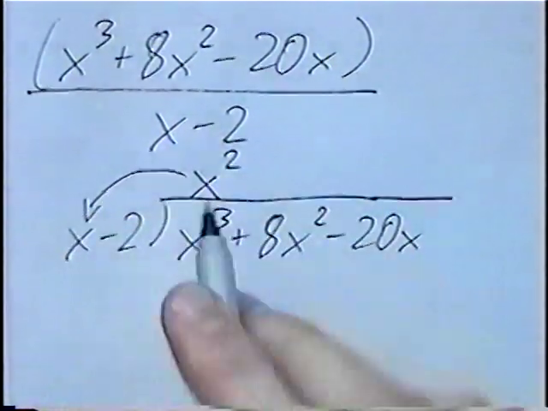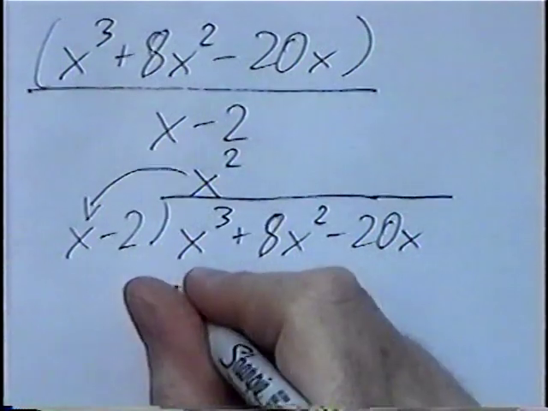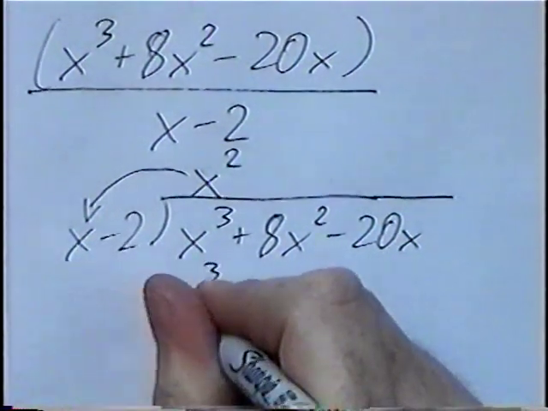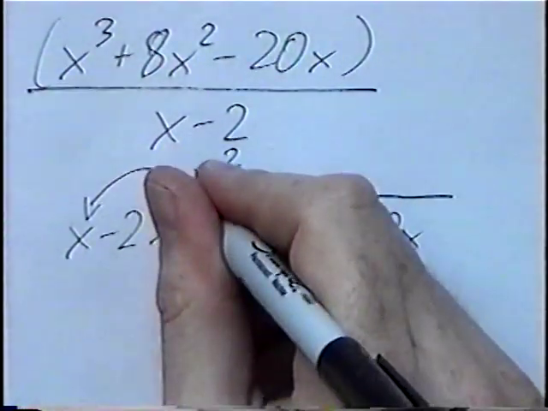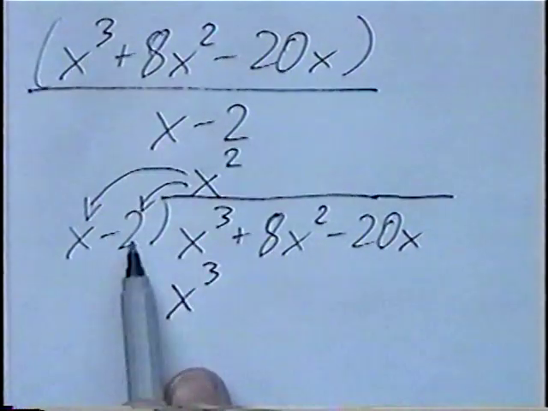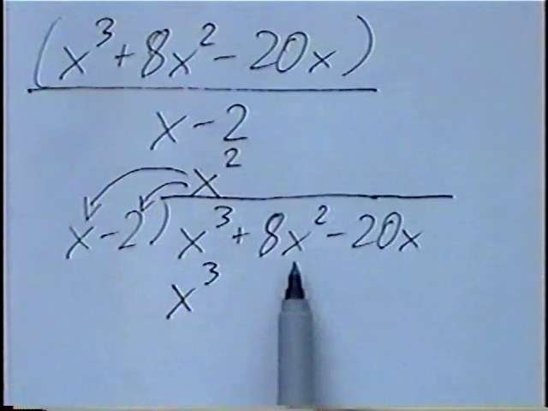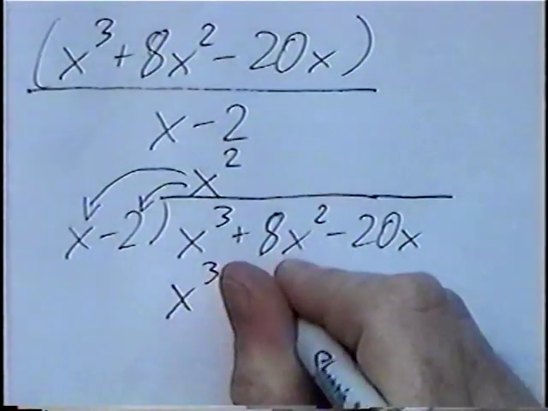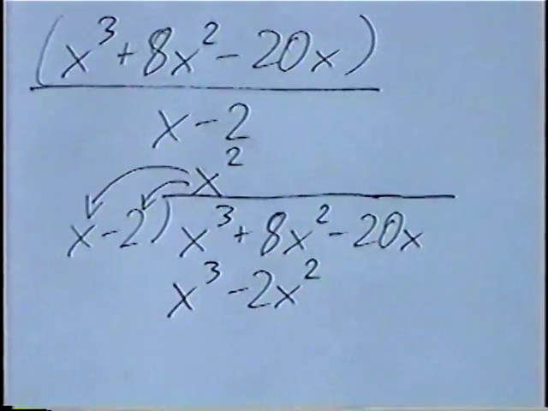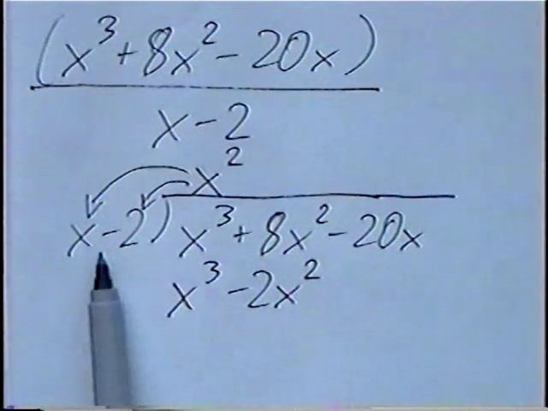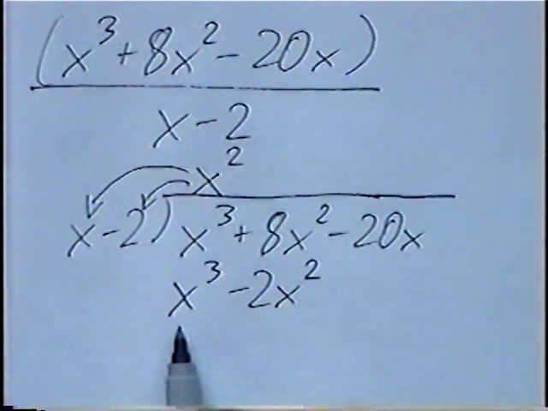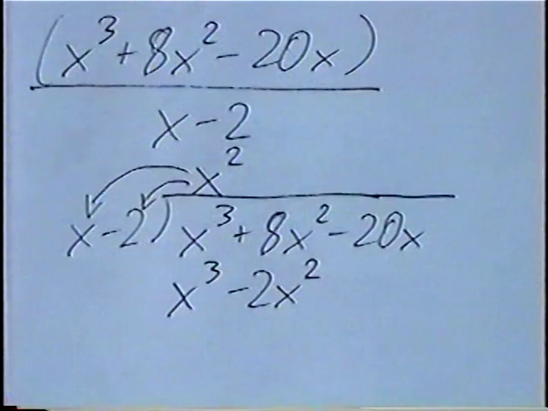So when we multiply x squared times x, we'll put x cubed underneath the x cubed, but we'll also distribute. X squared times a negative 2 would be negative 2x squared, and we'll put that underneath the x squared terms. So multiplying the top term by the term we're dividing by, we have x cubed minus 2x squared.